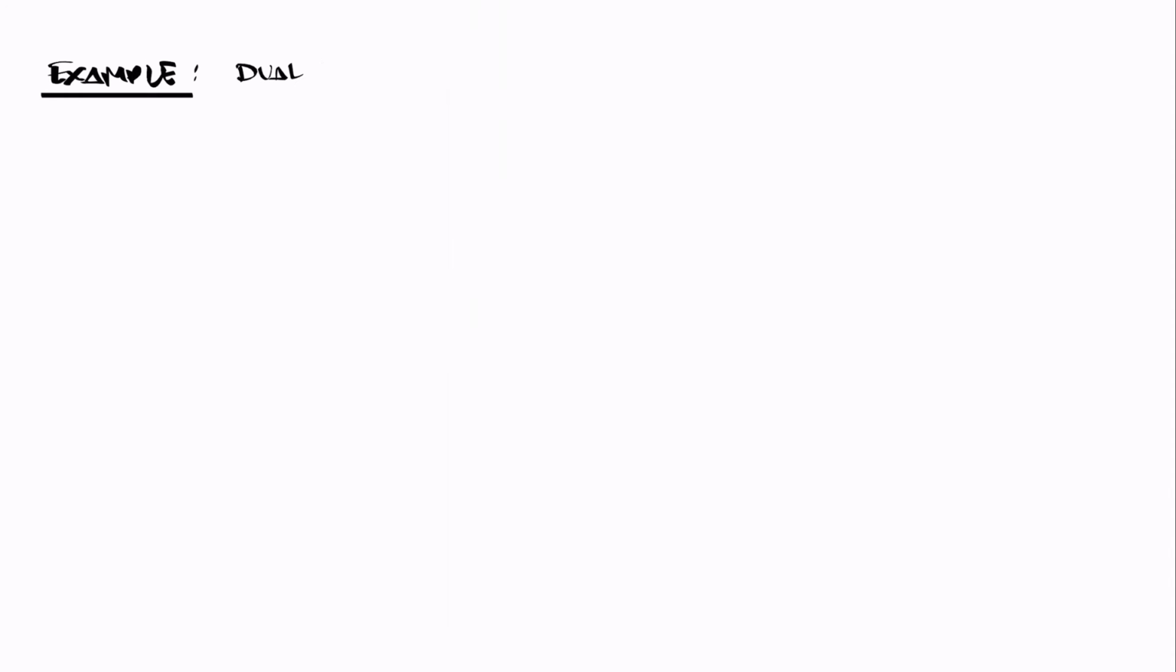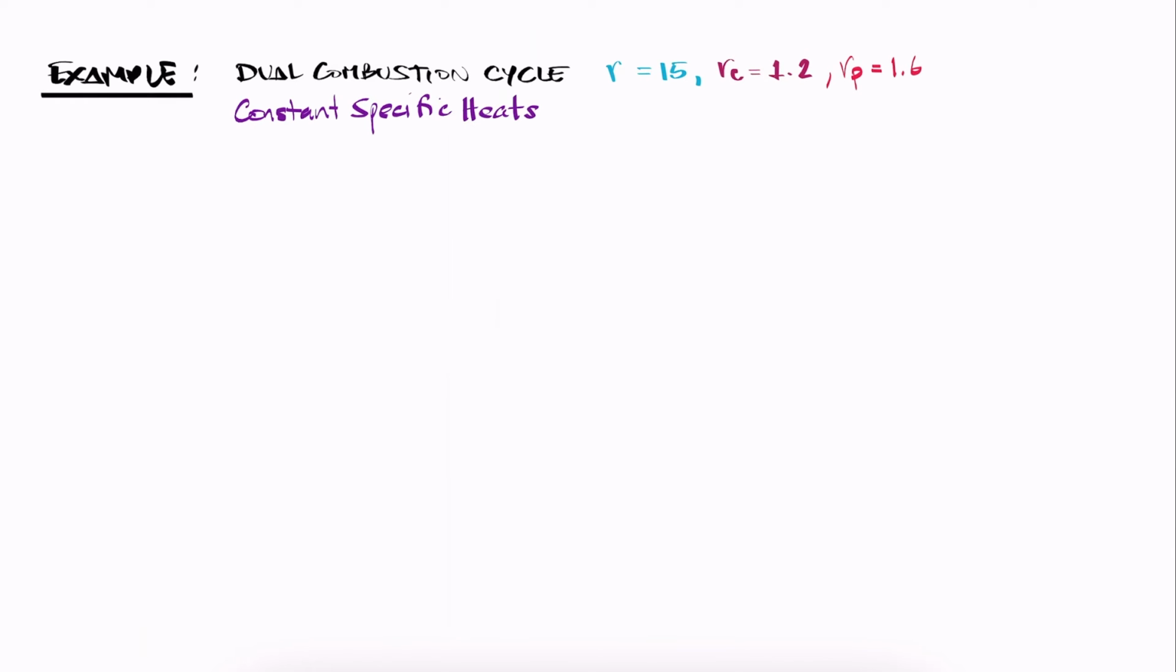Let's look at a quick example. A dual combustion cycle has a compression ratio of 15 and a cutoff ratio of 1.2. The pressure ratio during the constant volume heat addition process is 1.6. Using constant specific heats at 300 Kelvin, determine the thermal efficiency when air enters at 90 kPa and 290 Kelvin at the beginning of the compression. As usual, try pausing here for a minute and solve this yourself before watching the solution up next.